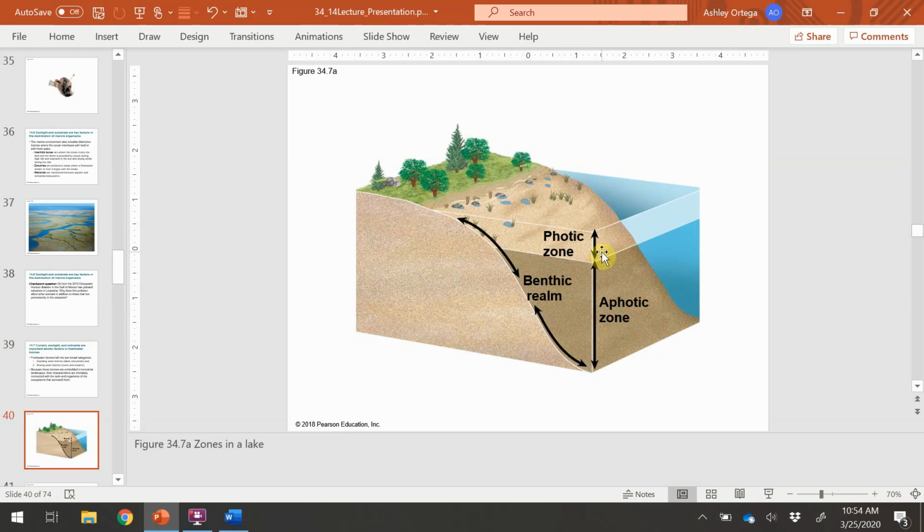And so this is a nice, simpler one to study from. Photic has light sufficient for photosynthesis. Aphotic does not. There's also something called the benthic realm, or benthic zone, that's along the floor of the lake or pond or ocean, but we won't need to know that.